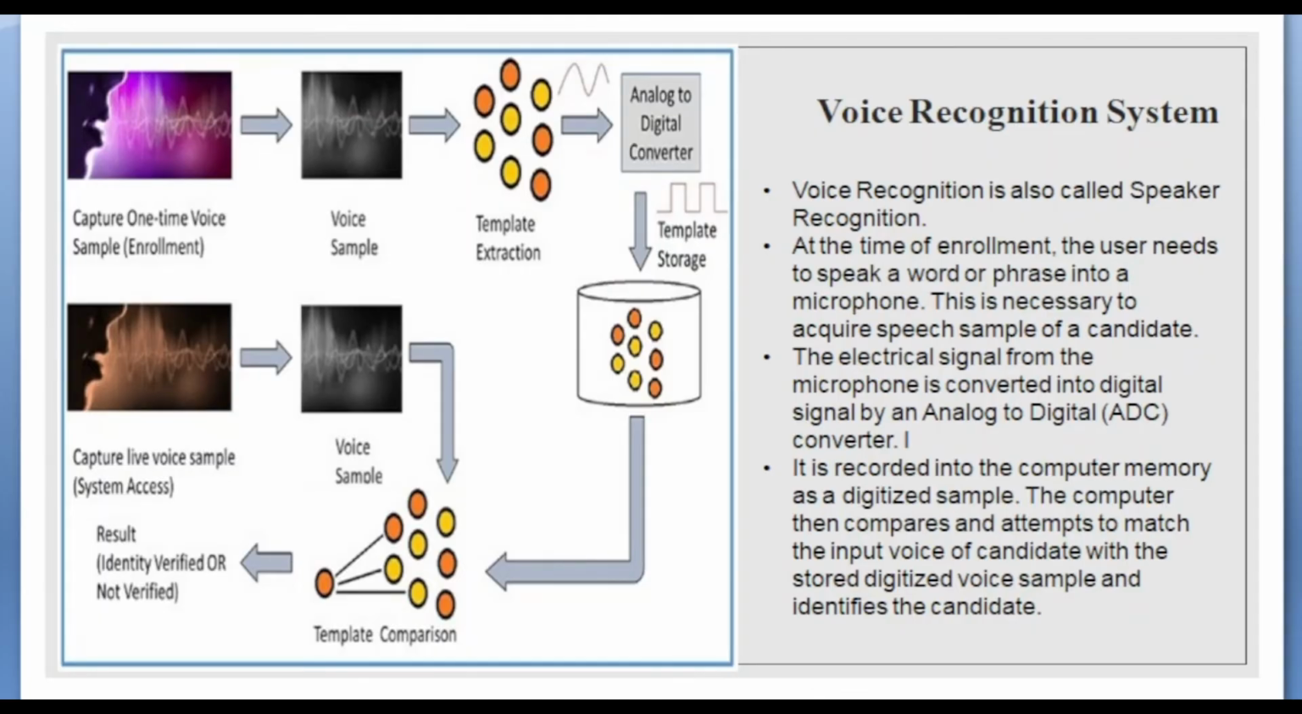An ADC, analog to digital converter, is used to convert the electrical signal captured by the microphone into a digital signal. And then the digital signal is recorded as a digitalized sample in the computer's memory. Now, the computer system then compares and matches the candidate's input voice with the stored digitalized voice sample in order to identify the candidate.